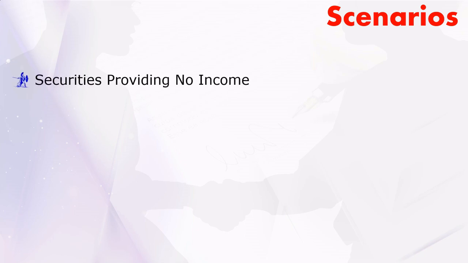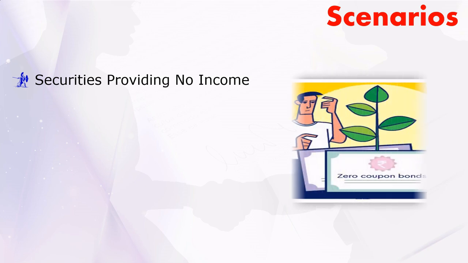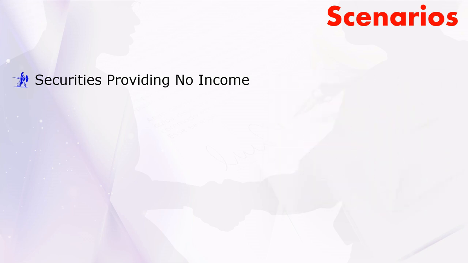This is a situation where the security which you are holding does not pay any income or dividend or interest during the period of holding. The best example for such securities is your zero coupon bond. Once you purchase a zero coupon bond, you are not going to get any interest out of it during the period of holding. You will get the maturity amount plus the interest at the time of its redemption or maturity.